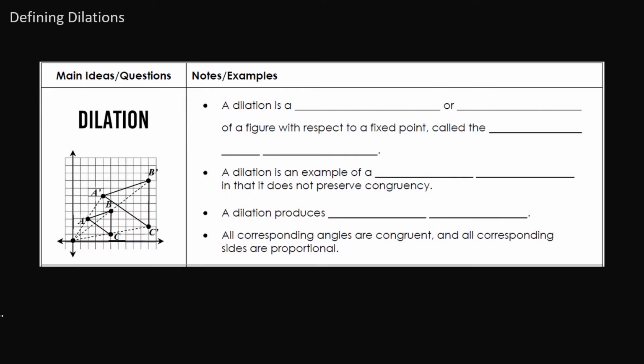So a dilation is either an enlargement, meaning making an image larger, or a reduction, meaning making the image smaller. A dilation is an enlargement or reduction of a figure with respect to a fixed point called the center of dilation. Center of dilation. A dilation is an example of a non-rigid motion.